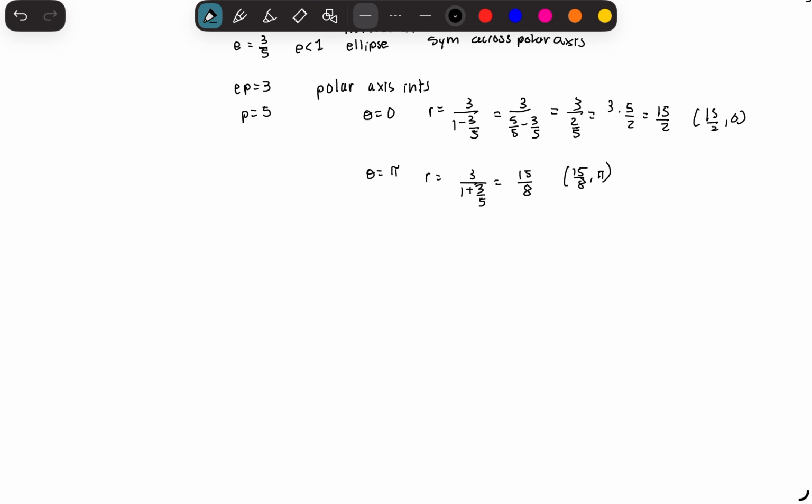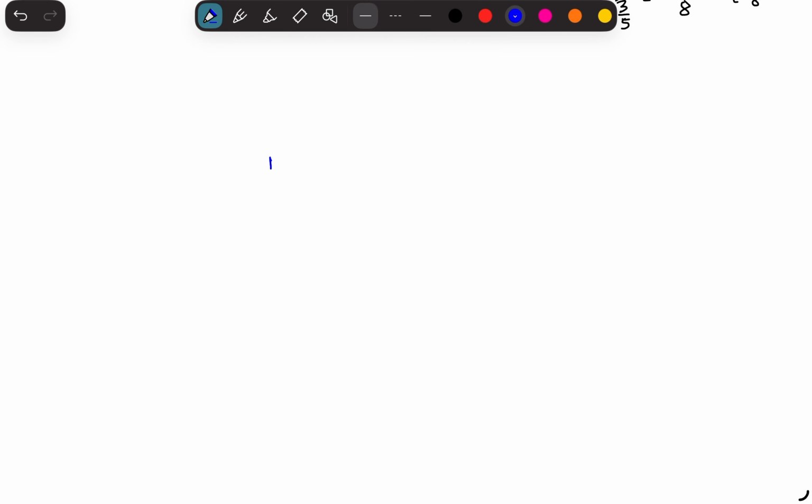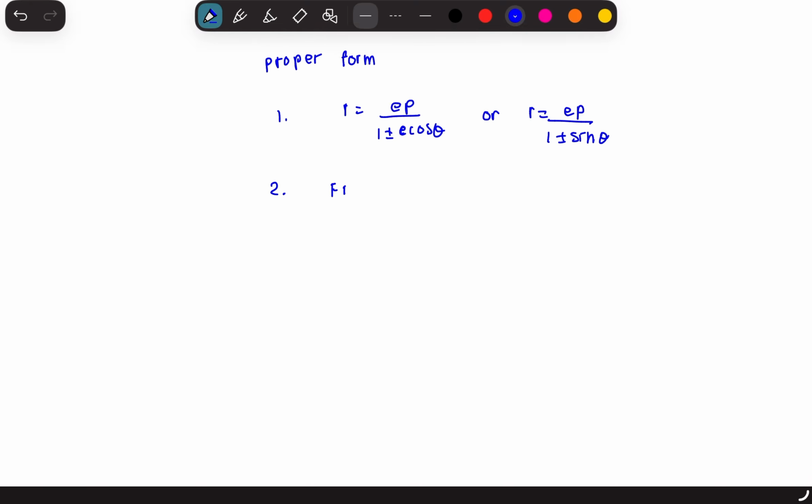So in general, what you have to do with these types of problems is you always want to get your proper form. And by proper form, we mean a form where it's easily visible that r is equal to ep over 1 plus or minus e cosine of theta, or r is equal to ep over 1 plus or minus e sine of theta. Then that's going to be your first step. Your second step is you're going to find what e and p are. And then after that, you identify your conic type by e: e is less than 1, that's your ellipse.